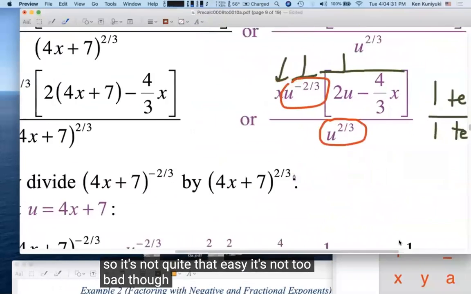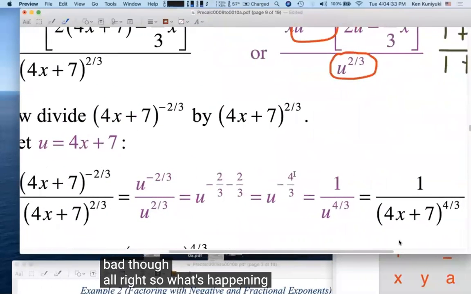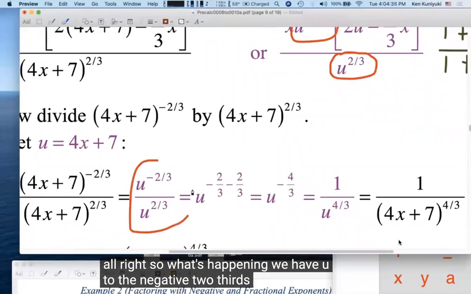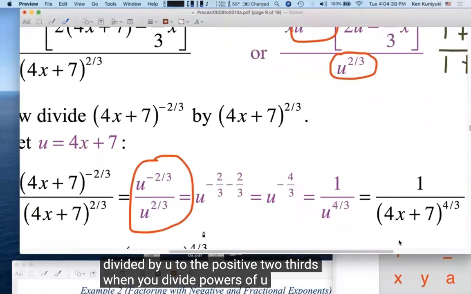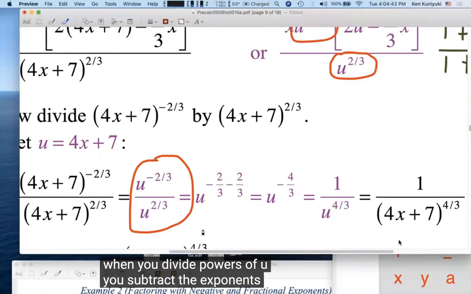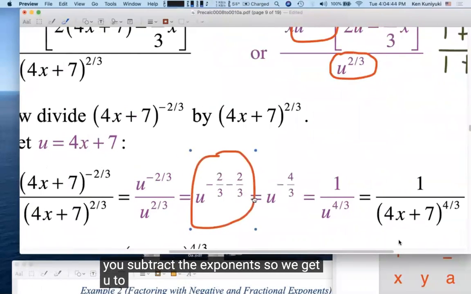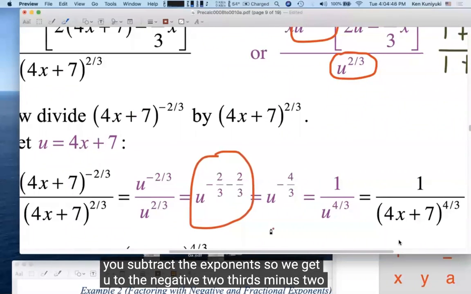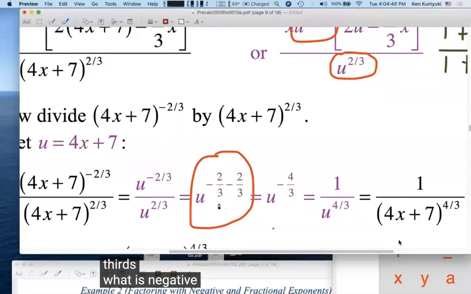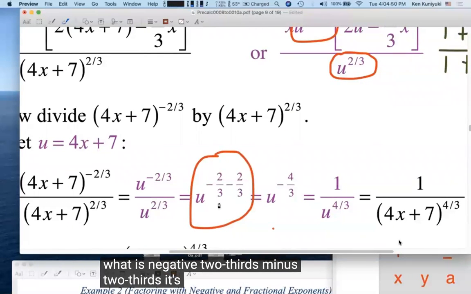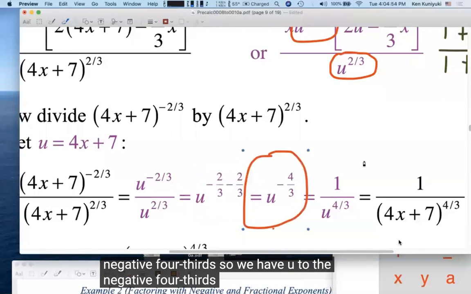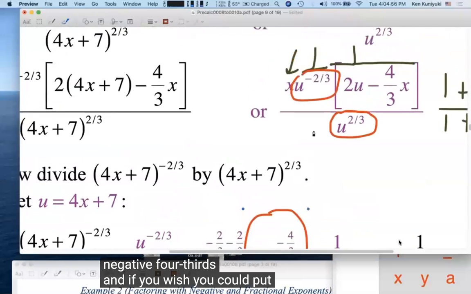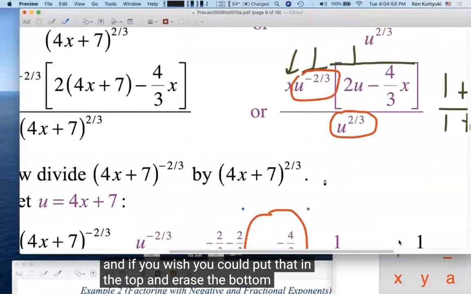It's not too bad though, all right? So what's happening? We have u to the negative 2/3 divided by u to the positive 2/3. When you divide powers of u, you subtract the exponents. So we get u to the negative 2/3 minus 2/3. What is negative 2/3 minus 2/3? It's negative 4/3. So we have u to the negative 4/3. And if you wish, you could put that in the top and erase the bottom.